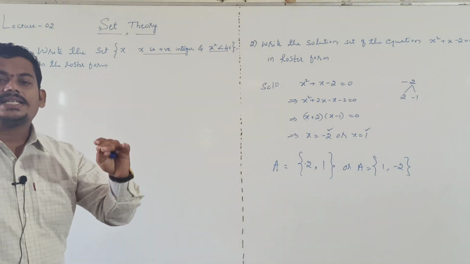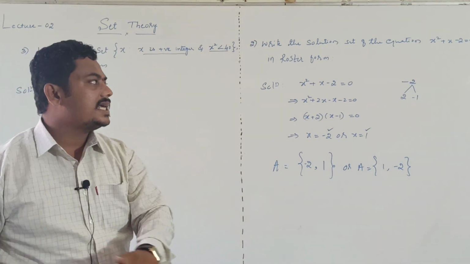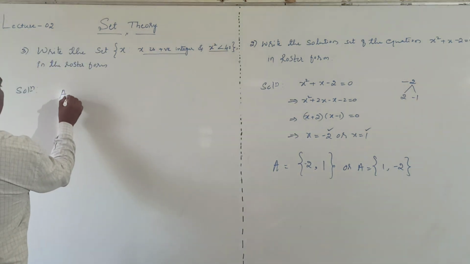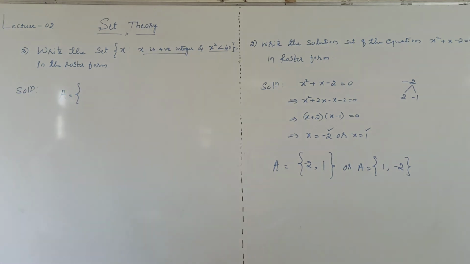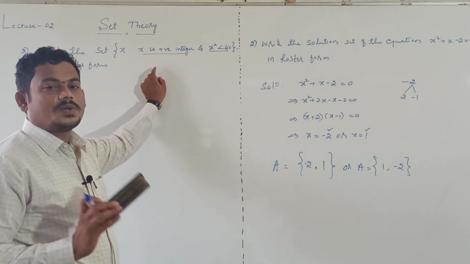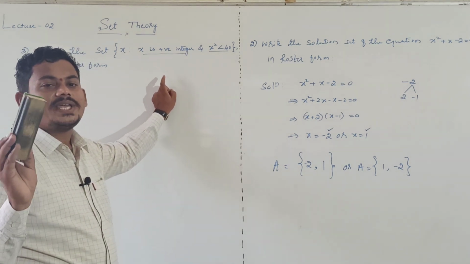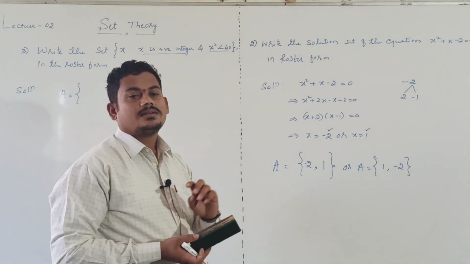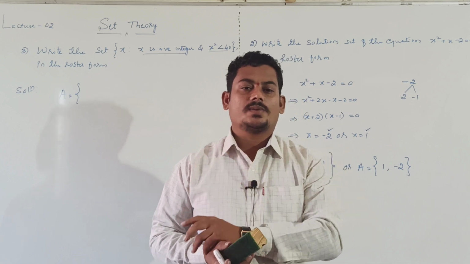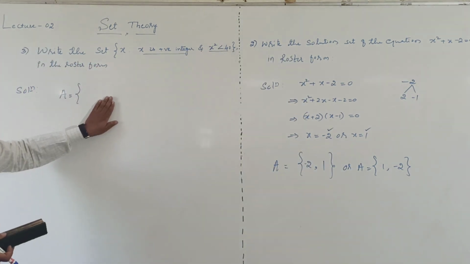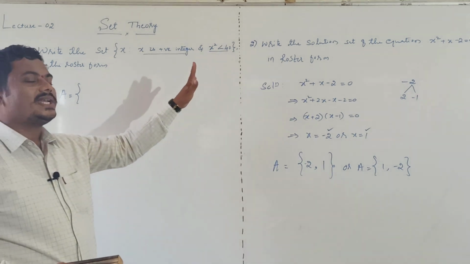Take positive integers whose square should be less than 40. Directly I will write. Roster form means we list out. What are the conditions? Positive integer means 0 is not included, because 0 is not positive nor negative. Positive means 1. Check whether its square is less than 40 or not.